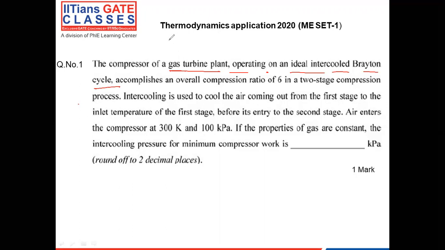First of all, this problem is very easy. But before discussing the solution of this question, let us understand the meaning of gas turbine power plant and the meaning of Brayton cycle. Let's discuss each and every term one by one. First of all, we have different types of power plant for generating power, like steam power plant, gas turbine power plant, and nuclear power plant.